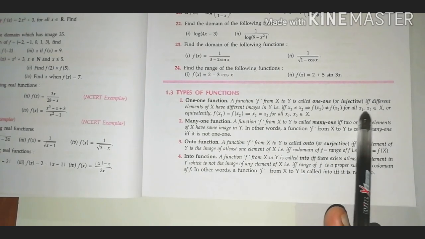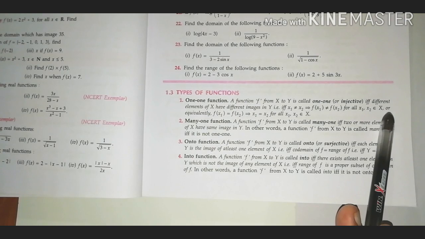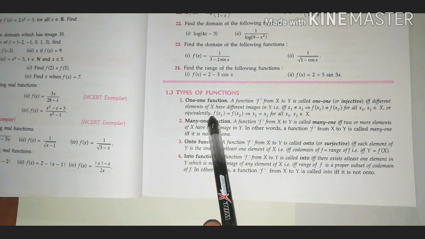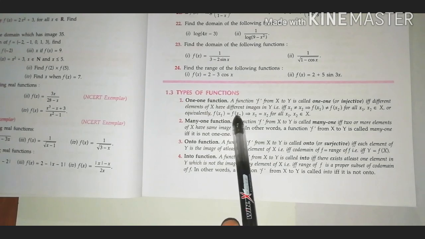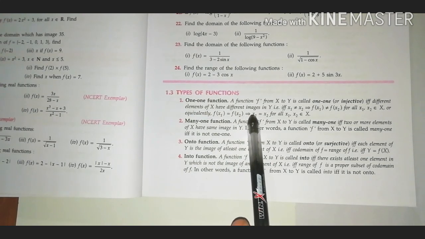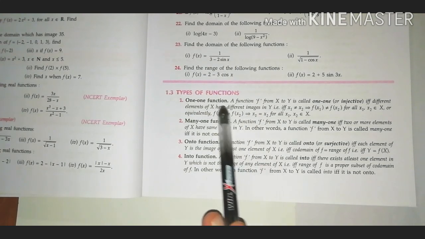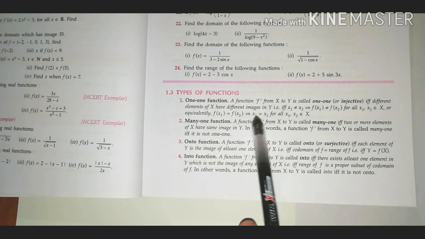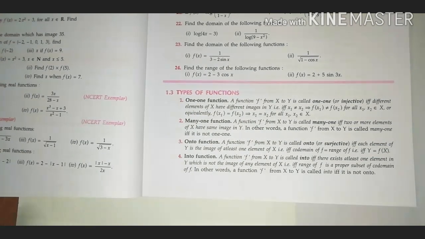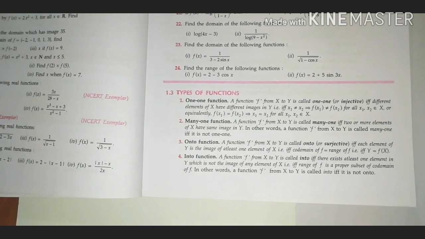Otherwise we can say, if x1 and x2 belong to X, equally we can say f of x1 is equal to f of x2 implies x1 is equal to x2. That is, if images are the same, then we can say that their corresponding elements are also the same. We can explain this also by using an example.